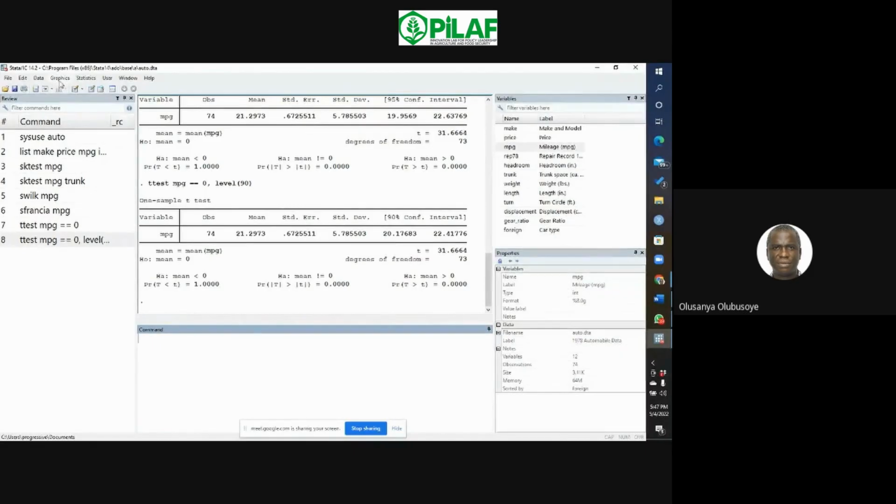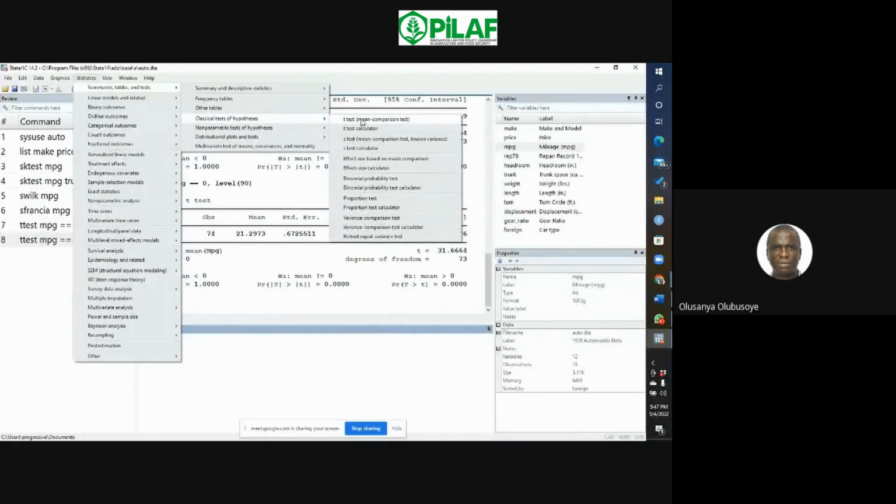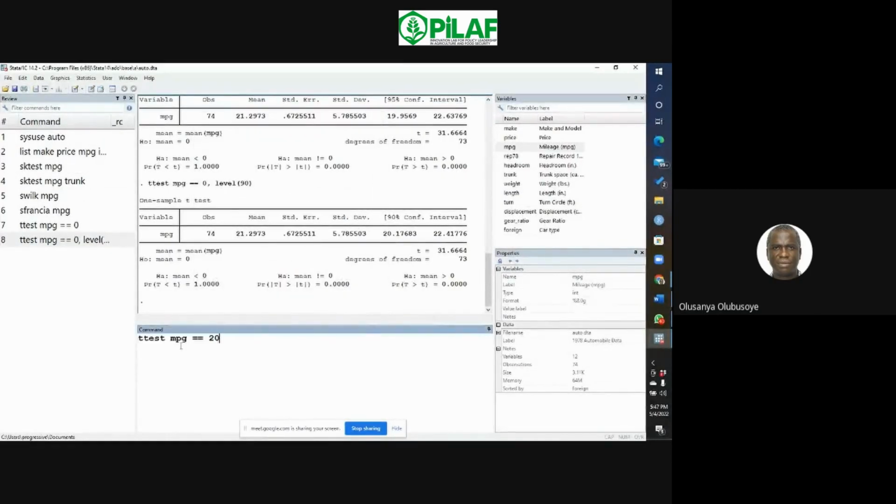So the next one is when we have two samples. Sometimes we could have two samples. You see something has changed when it's one sample. Before I leave this one sample, let me assume that I want to test whether the population mean is equal to 20. So instead of 0, I'm testing whether the population mean is 20.